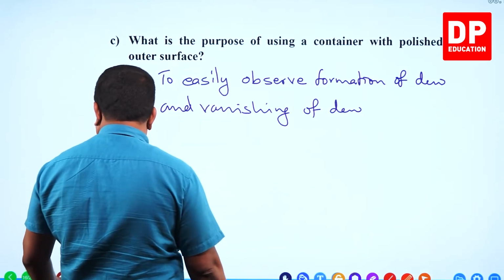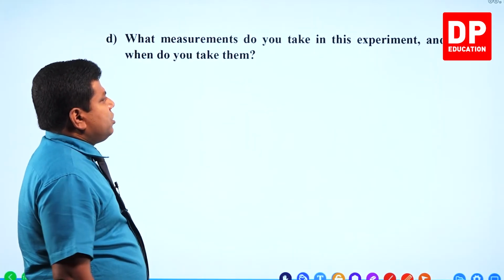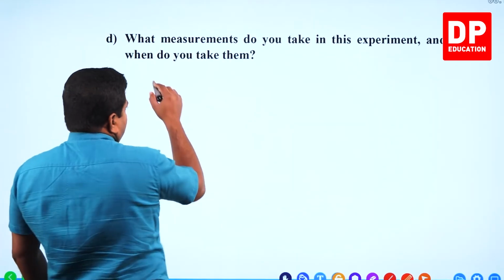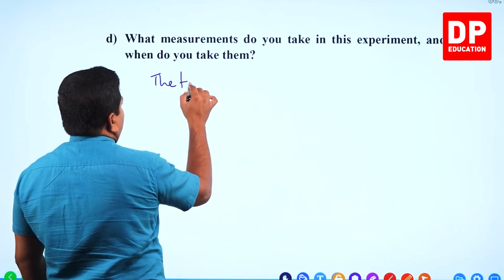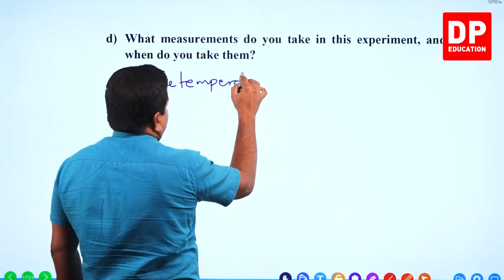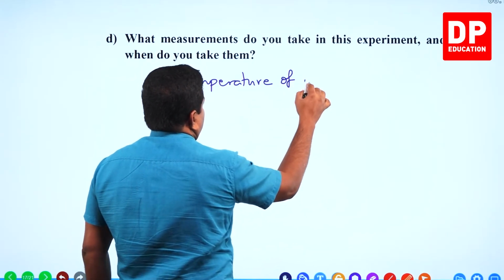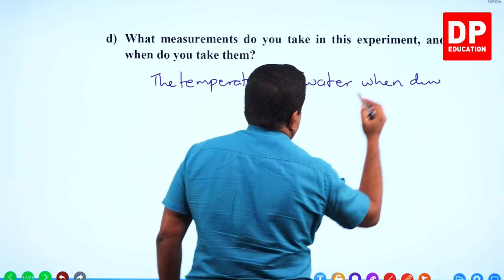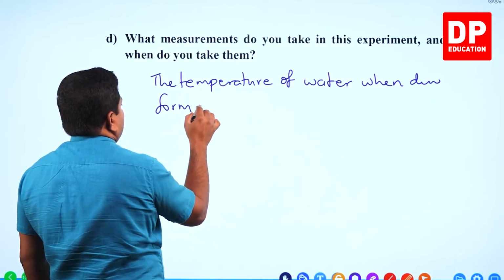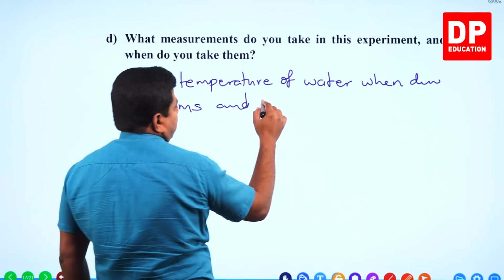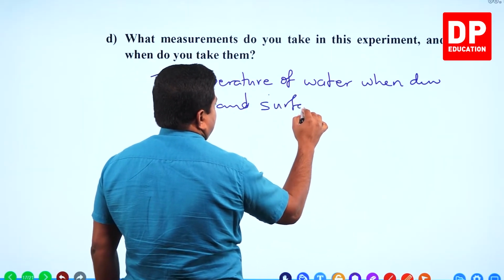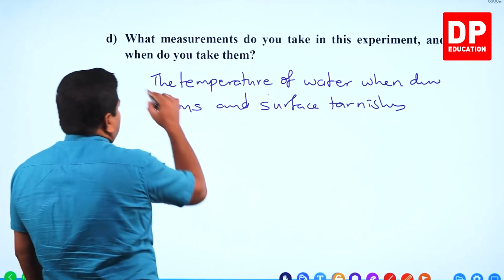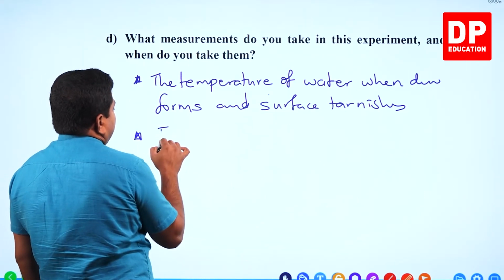And vanishing of dew. What measurements do you take in this experiment and when do you take them? Same question they asked earlier also. The temperature of water when dew forms and surface tarnishes. That is one. And the other one will be the temperature of water.